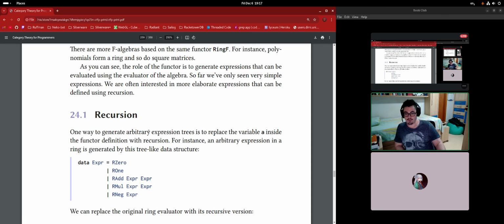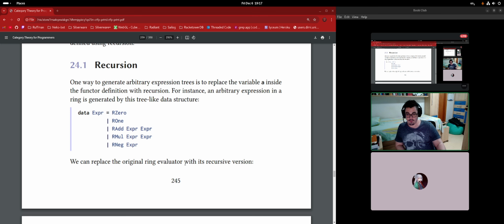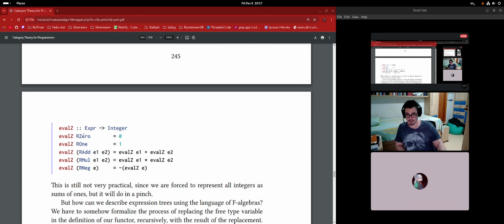So one way to generate arbitrary expression trees is to replace the variable a inside the function definition with recursion. What does that mean? In this data type, there is no a that is coming in and filling the blanks. We actually are calling ourselves. If you ever did any sort of very simple interpreter, everyone knows what this is about. Nothing too crazy. Nothing new under the sun.